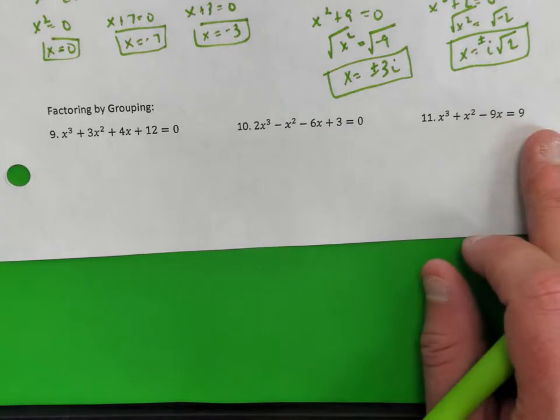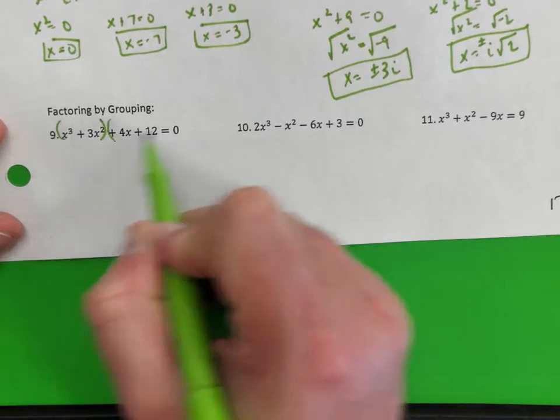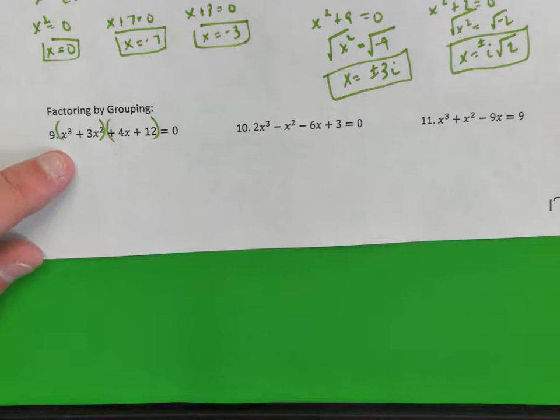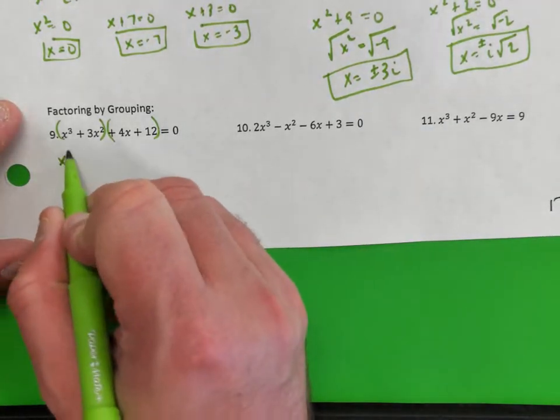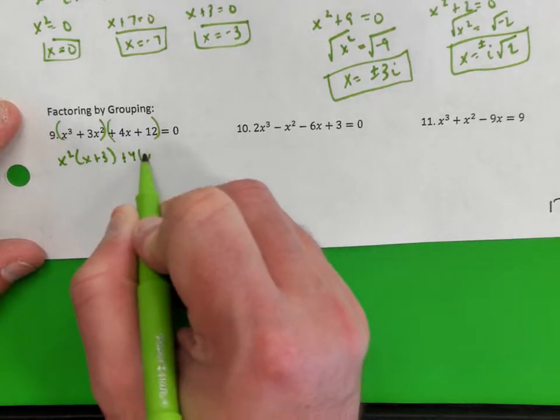Alright, these are real easy because you know how to factor by grouping. Factor by grouping, I have how many terms here? 4. So I'm going to group the first 2 and the last 2. What type of function is this? Cubic. So I'm going to take an x squared out first. That leaves me an x plus 3. I'm going to take a 4 out. That leaves an x plus 3.